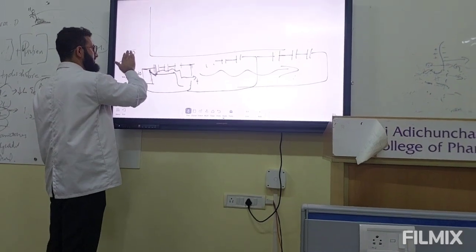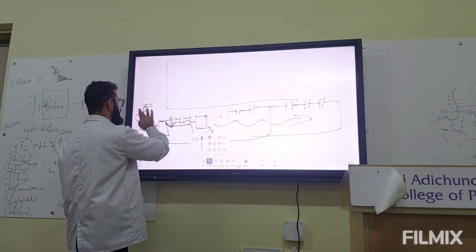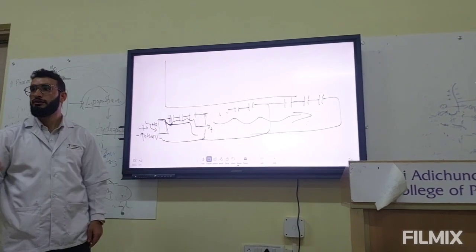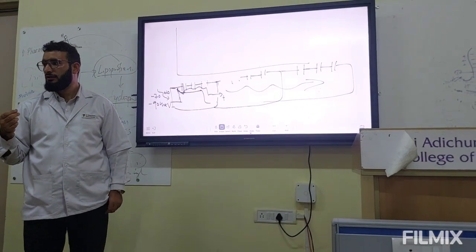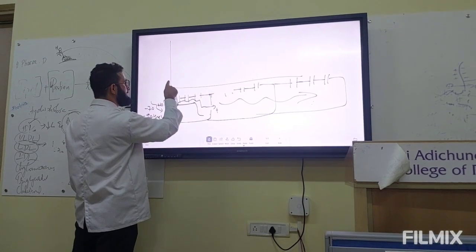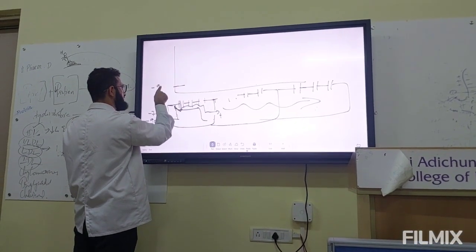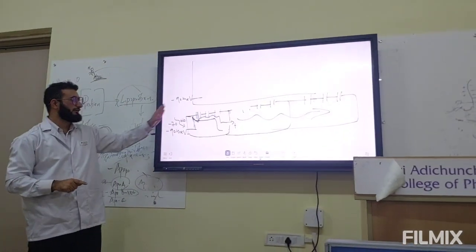First, what was there? What's the resting membrane potential of the heart? Tell us. What is the resting membrane potential? Minus 90 millivolts. This is the resting membrane potential.